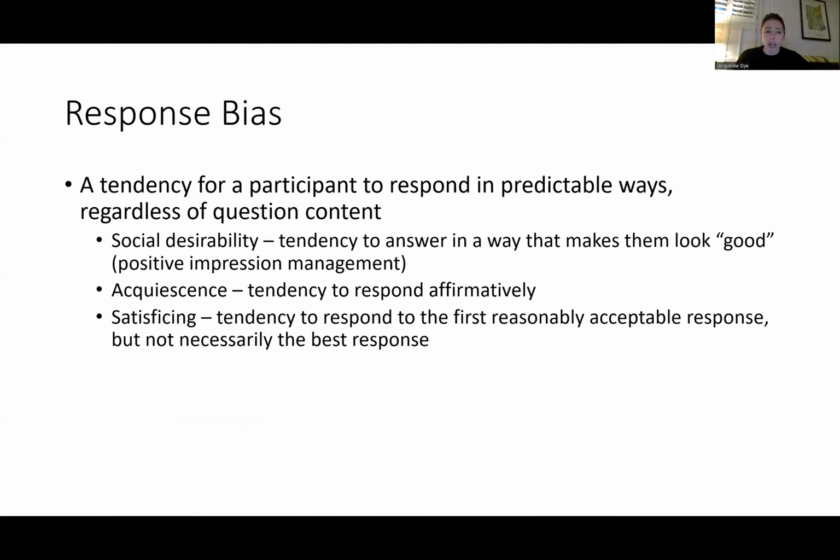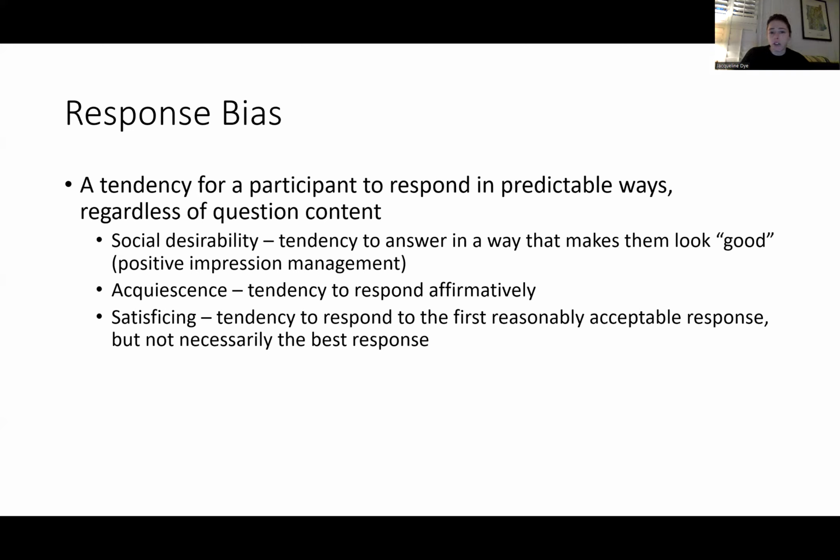So then we have response bias. This is a tendency for a participant to respond in predictable ways, regardless of a question's content. So there's different ways that this can happen. There's a phenomenon called social desirability. This is the tendency to answer in a way that makes somebody look good. This is also called positive impression management, which you might have heard before. Basically, just responding in a way that makes someone appear favorable.